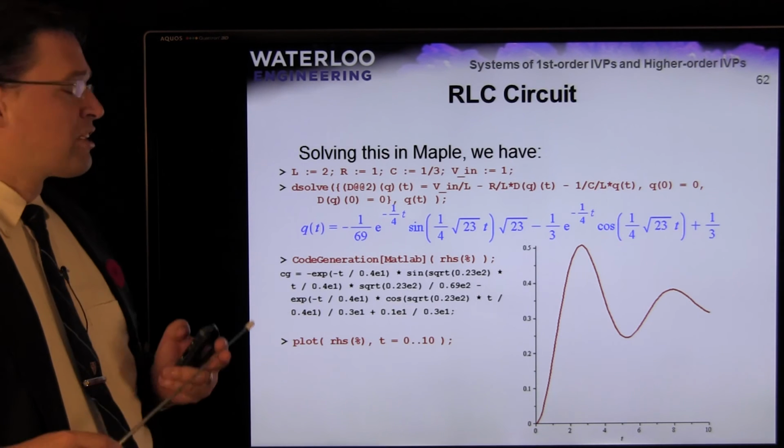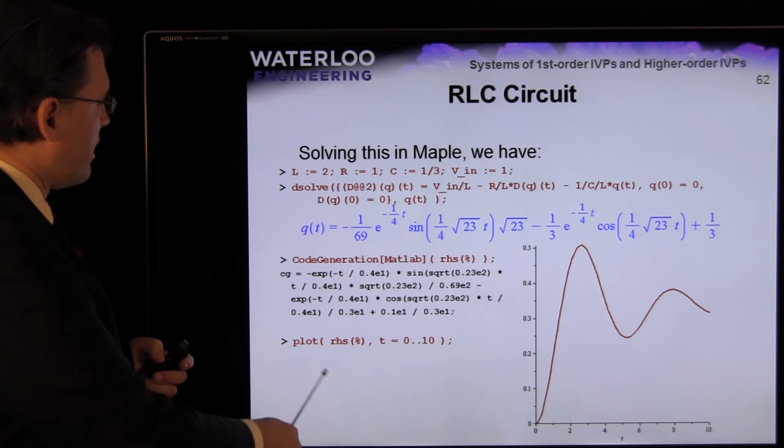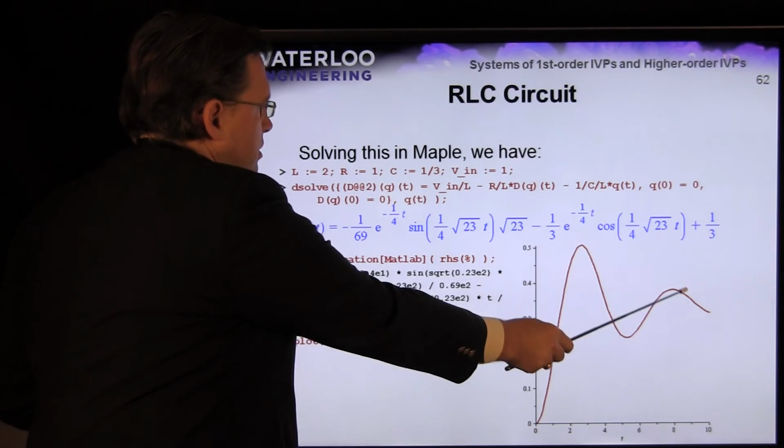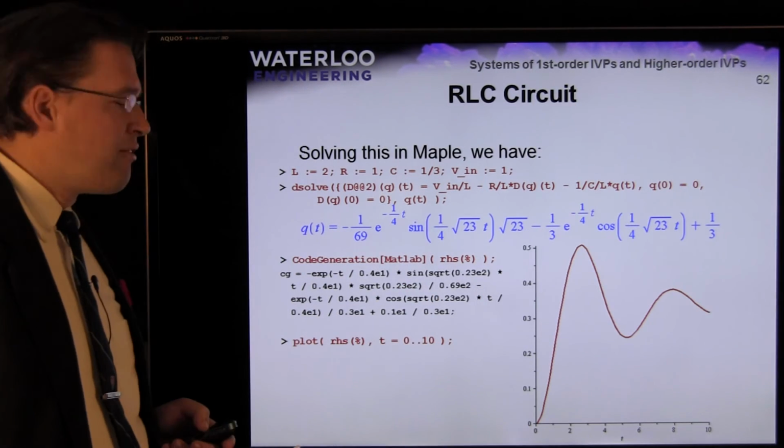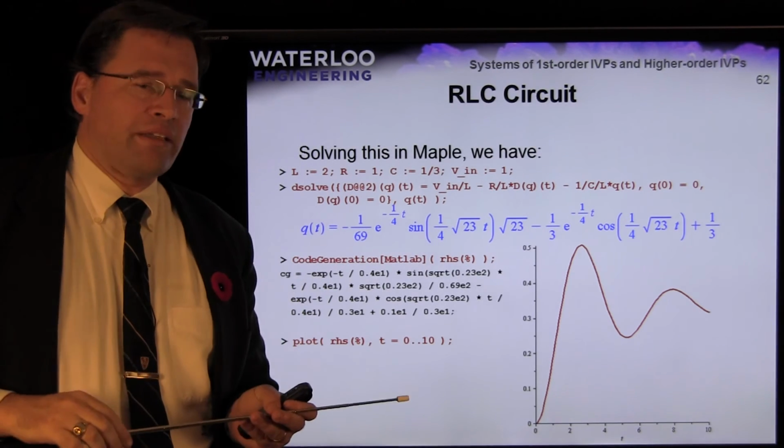Now, we can actually solve this system for the current in Maple as well. Plotting it, we get that there is a limiting behavior and it's sinusoidally decaying, approaching it.